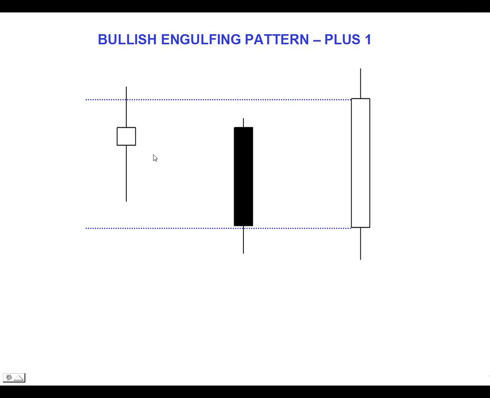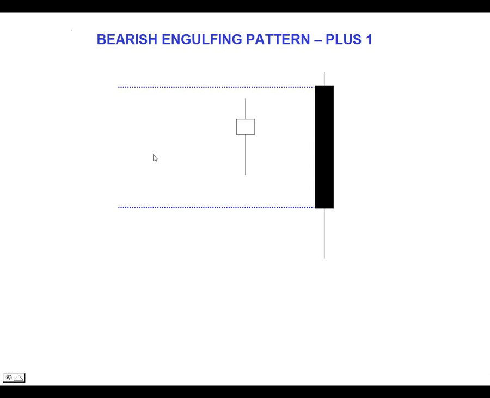Remember, if we see this pattern, there's an even stronger probability that we will be headed higher. Now, if we look at the opposite side of the coin, we just use the same concept, the same rules for a bearish engulfing pattern. What we have here is a standard bearish engulfing pattern, and now we have +1. So we've not only engulfed the previous day's open to close range, but we've engulfed one more open to close range, regardless if it was up or down.